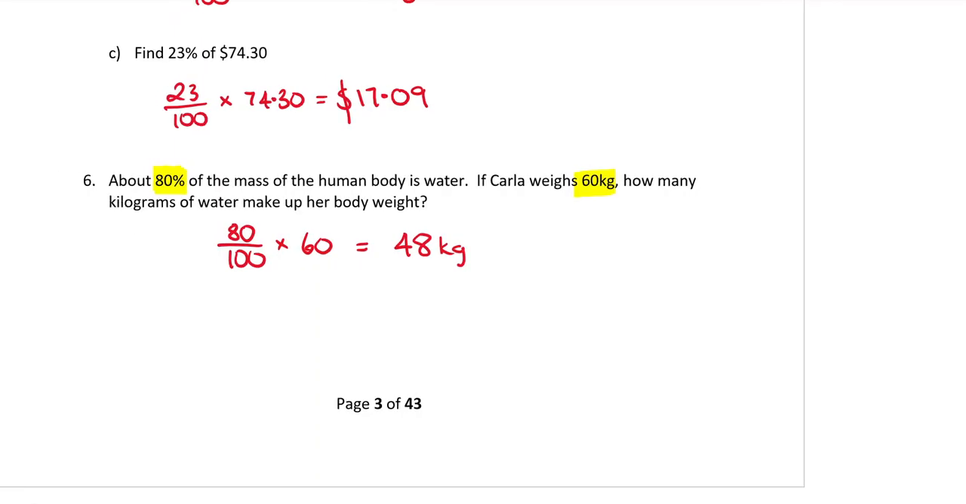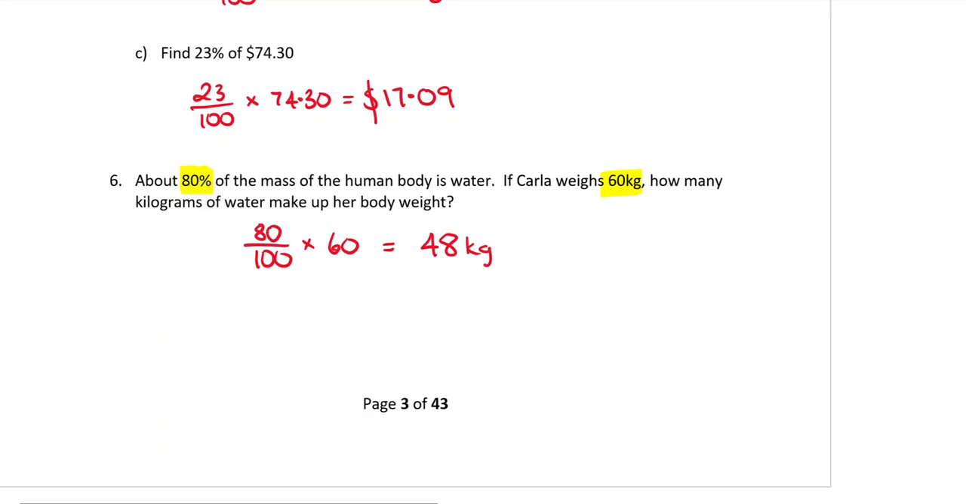Okay, so that's the end of our theory section for today. Your practice starts on the next page.